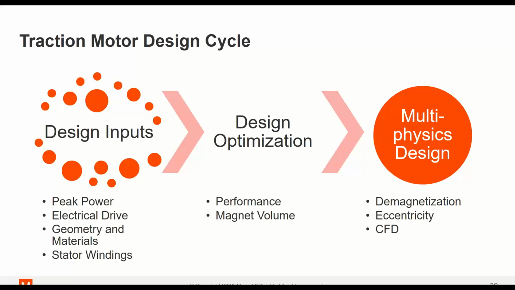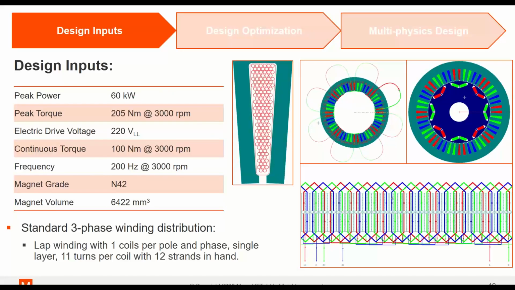And the last step, we're going to go into the multi-physics design. So we're going to take a look at the demagnetization analysis, a detailed demagnetization analysis, some eccentricity analysis, and CFD analysis as well. So to start off with the design inputs, again, this is the machine that we're doing.